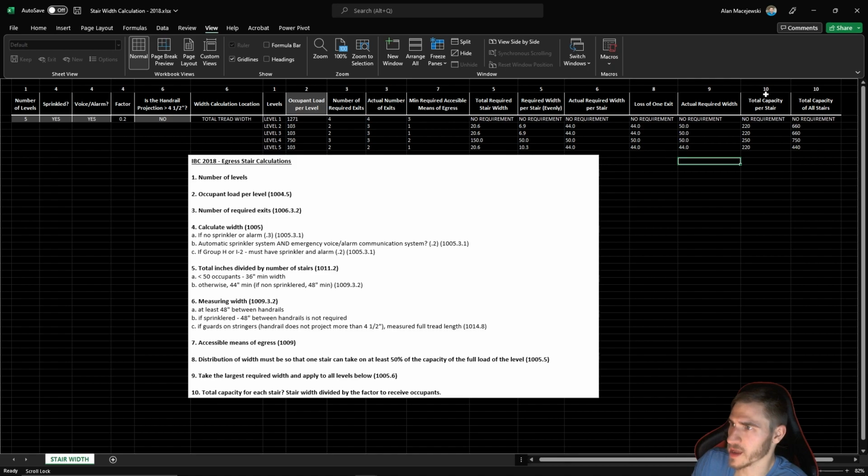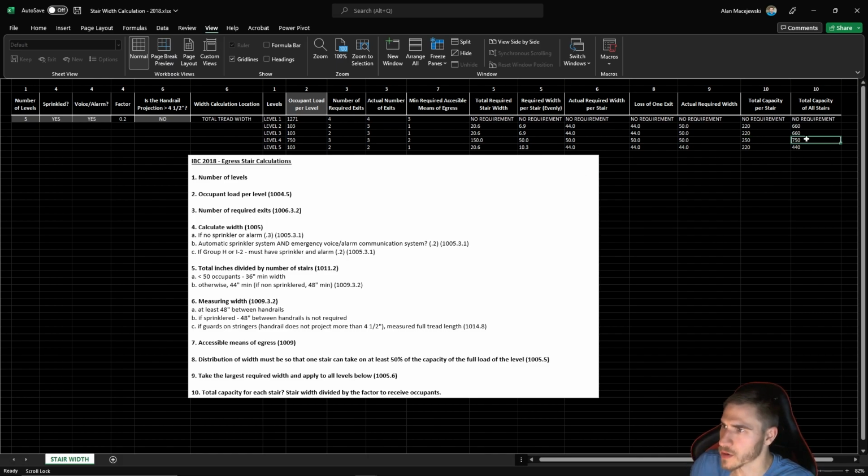And so moving on here, we have the total capacity per stair. And so again, as we just said, evenly distributed stairs. Each one of these numbers is going to be associated to the minimum required width, or let's say the actual required width of that stair. And basically, what is the capacity of that one stair? And then all we're going to see here is the total capacity of all stairs. So how many stairs are there on that level? And then what can they handle? And we get that total number.